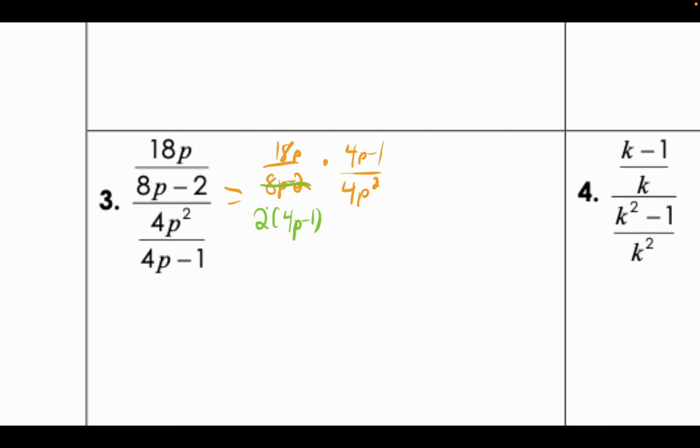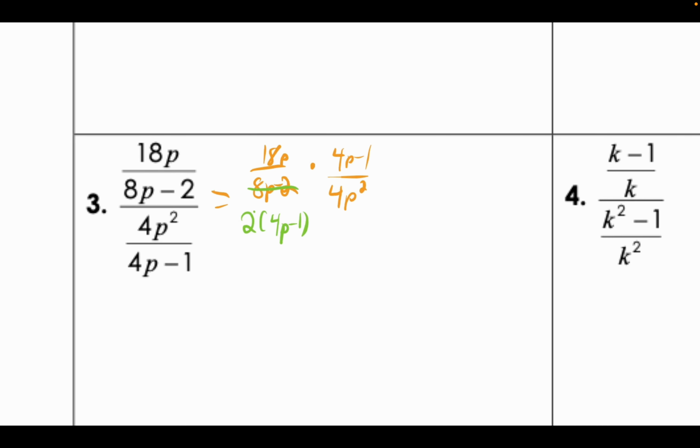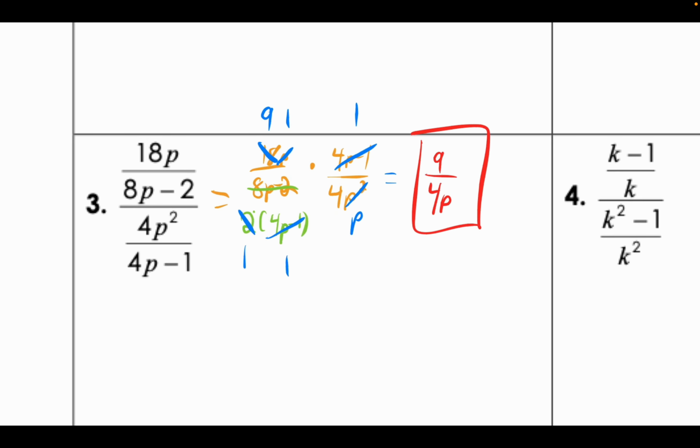So now I'm going to look to reduce, as I mentioned. So vertically, I see 18 and 2 reduced by 2 and become 9 and 1. Diagonally, I see 4p minus 1 and 4p minus 1 both become 1. And then diagonally again, p squared and p becomes 1, and p squared becomes p. And so as I look at what's left, I have 9 times 1 times 1 on the top, leaving me just 9. On the bottom, I have 4 and p, giving me 4p. And that would be my answer, 9 over 4p.